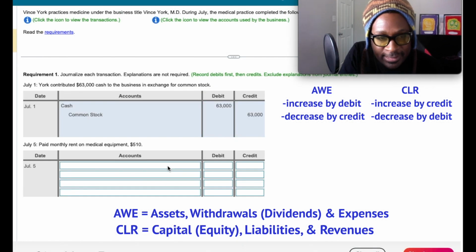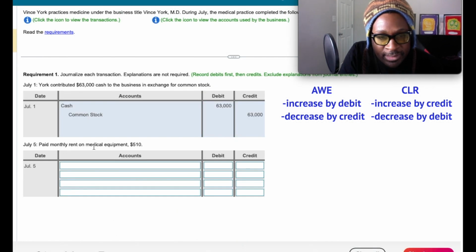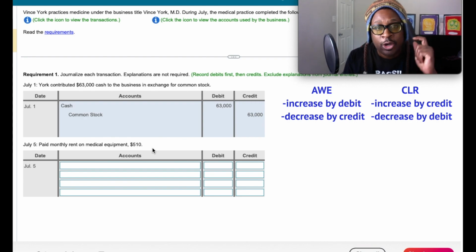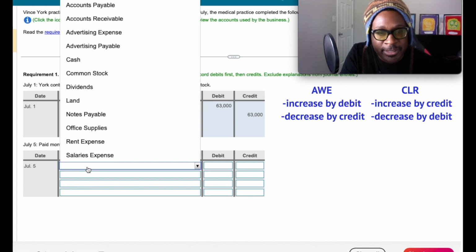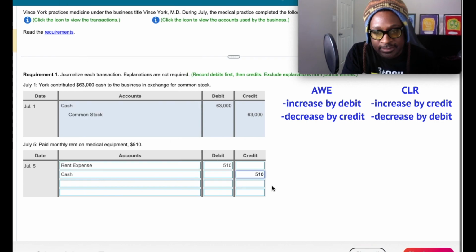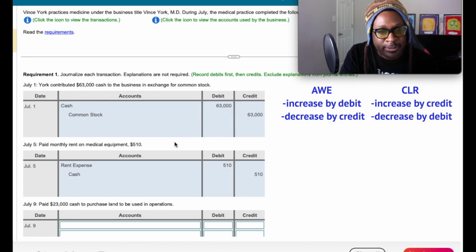Next, paid monthly rent on medical equipment, 510. Keywords paid and rent. Anytime that we pay, cash is going down. Cash is an asset, part of the all gain, and to decrease cash, we are going to credit it. Rent is an expense to the company. It is increasing for this particular month. It is also part of the all gain, and we increase anything in the all gain with a debit. Therefore, we are going to debit rent expense and credit cash for the 510. Check our answer. Nice work, gang.